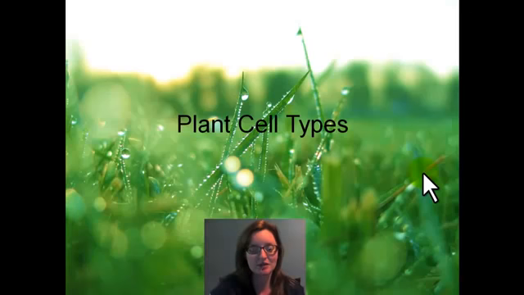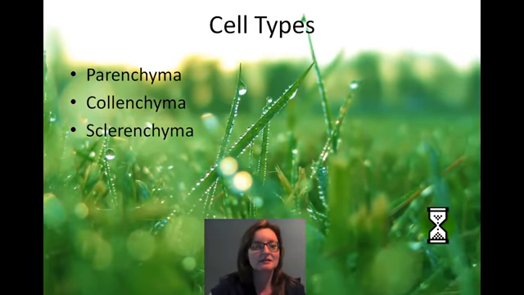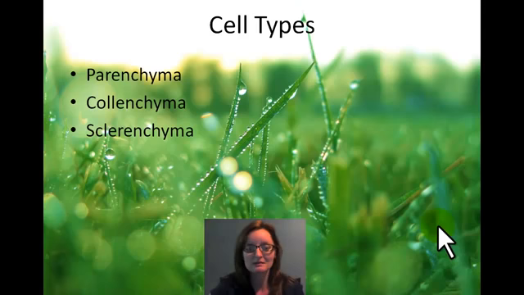Okay, so today we're going to talk about plant cell types, and there's three main types that we need to talk about: parenchyma, collenchyma, and sclerenchyma. Now I know those words are crazy big and they sound like they're related to Rumpelstiltskin, but not quite. So let's figure out what they are.